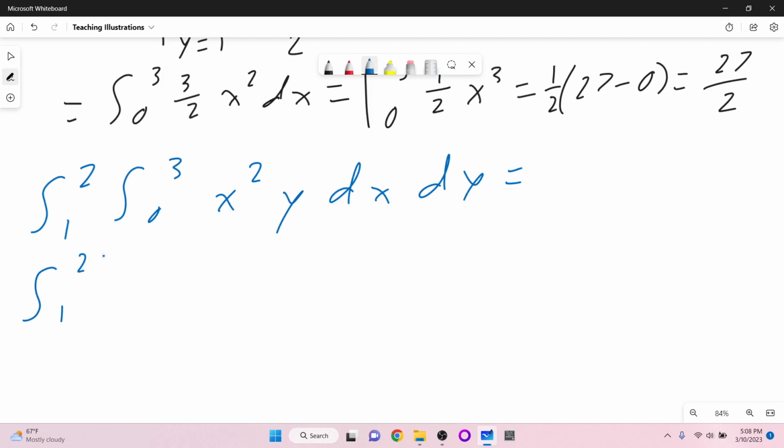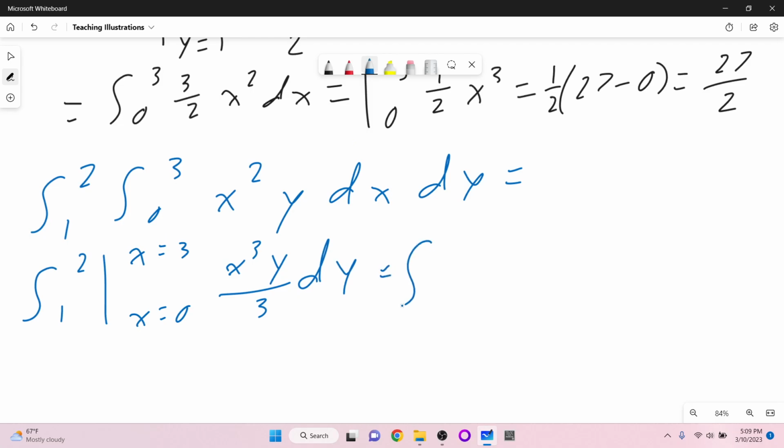1 to 2, x equals 0 to x equals 3 of, okay, if we do the x integral, it would be x cubed over 3. So we'll get x cubed y over 3. Because again, y is being held constant. So just like with derivatives, we just sort of leave it there as a multiple. This becomes, excuse me, let's not lose my outer limit, dy. So it goes 1 to 2 of 27y over 3 minus 0 over 3 dy.